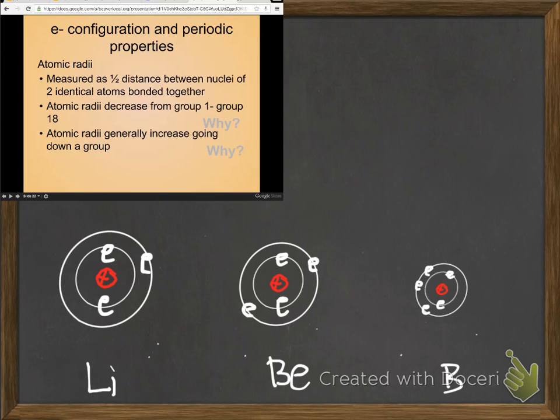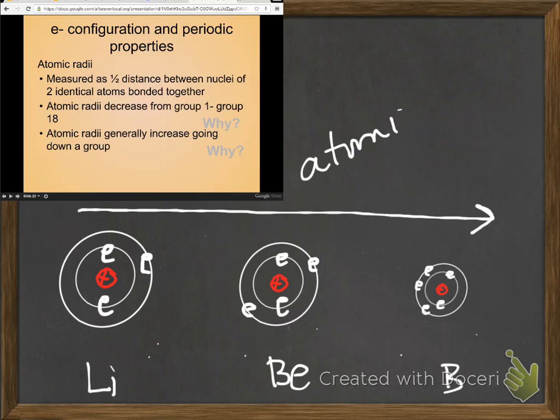So the trend as we go across a period is that atomic radii decrease. Well, we've added more electrons. It should get bigger, right? Huh. So we've added more electrons, but there's something we haven't added.